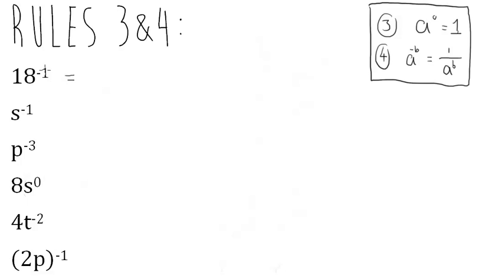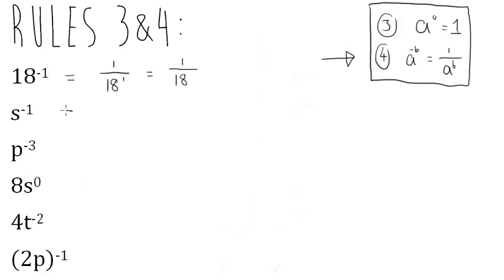It's a very simple one, 18 to the power of negative 1, okay? So we're looking at a base to a negative index, or a negative power, so we're looking at rule 4. So 18 to the power of minus 1, we've got a to the power of minus b is equal to 1 over a to the positive b. So it's just 1 over 18 to the positive 1. And as we discussed in the last video, a number to the power of 1 is just the same as the number itself, so 1 over 18.